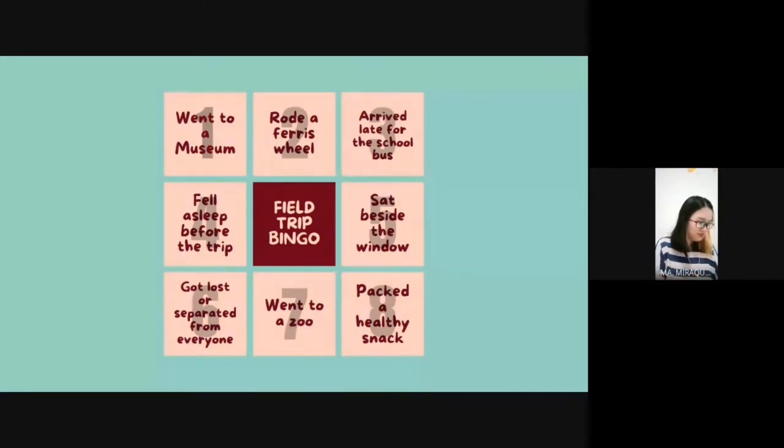Third experience. Went to a museum. Have you experienced going to a museum already? Oh, no one's winning yet. Okay, let's see for our fourth one. Got lost or separated from everybody. This is our fourth. It's bingo po.